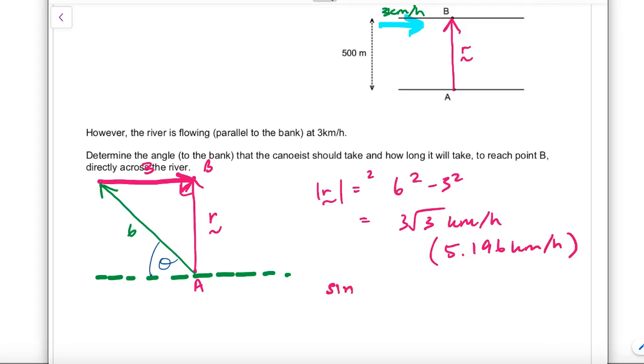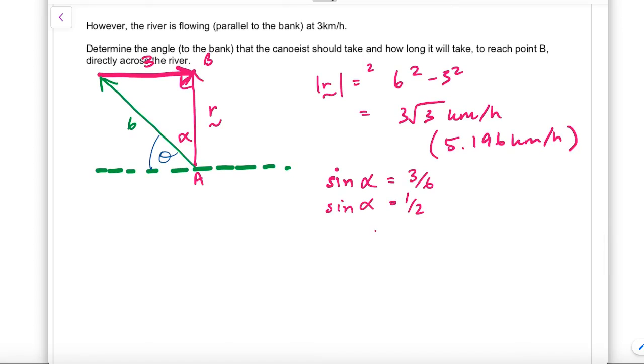We can then work out the sine of the angle. I'm going to find this angle in here, so I'm just going to call it alpha, which would be 3 over 6. So alpha would be the inverse sine of a half. And knowing our exact values, we know that alpha would be 30 degrees. So our angle theta to the bank is going to be 60 degrees. So here we have our resultant speed, 5.196 kilometres per hour.